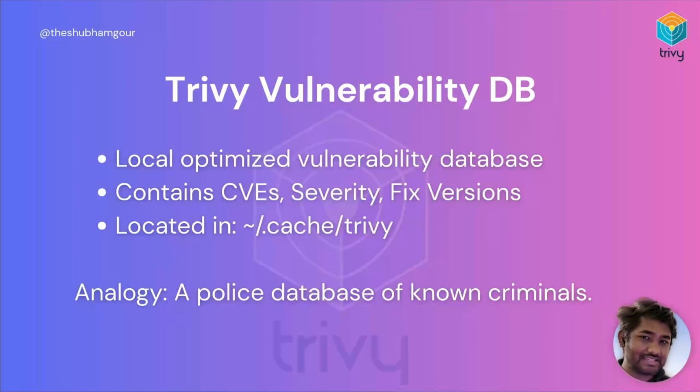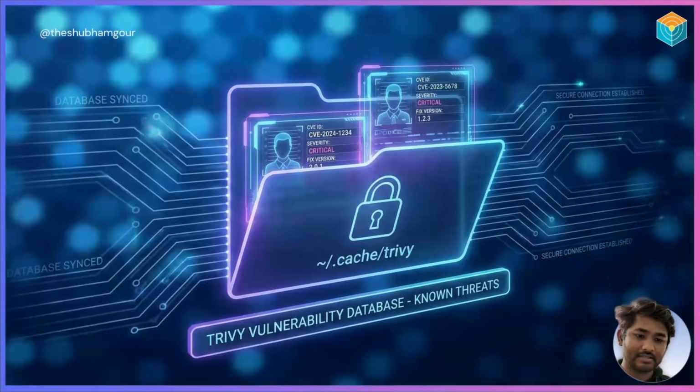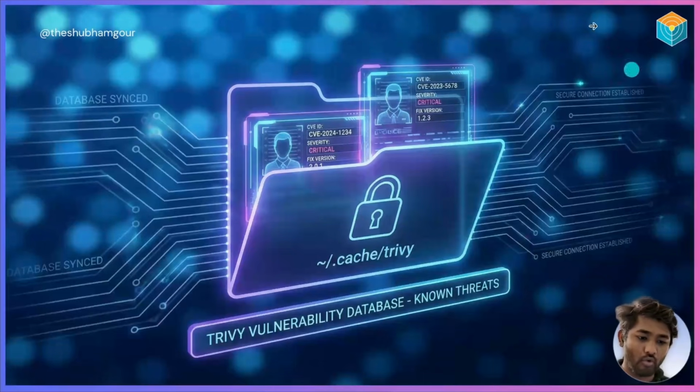So just imagine it as a police database where it logs all the details of all the criminals, where the criminal is coming from, what is the Aadhaar card ID. Just like the same way, it is a local optimized vulnerability database. It contains CVE, severity, fixed version, and it is located in cache Trivy. Okay. Now, if you want to visualize it, just take a reference of this folder.